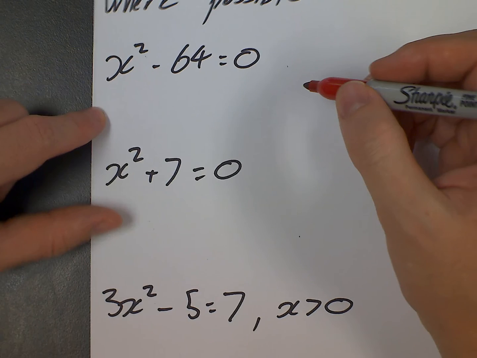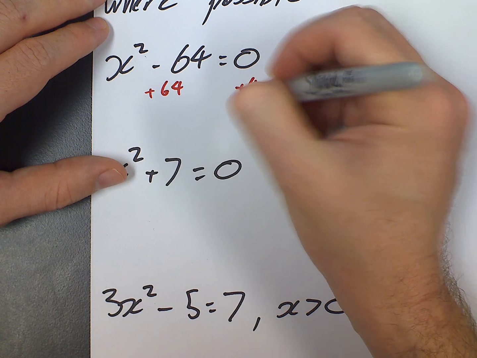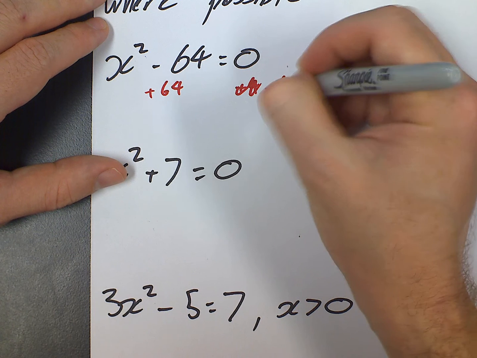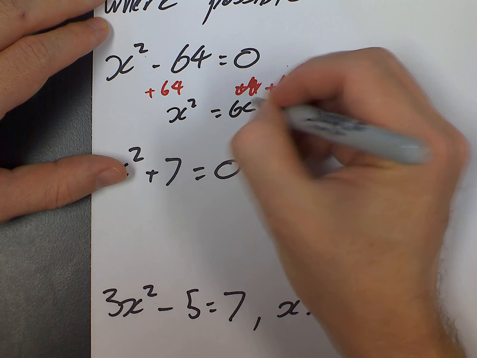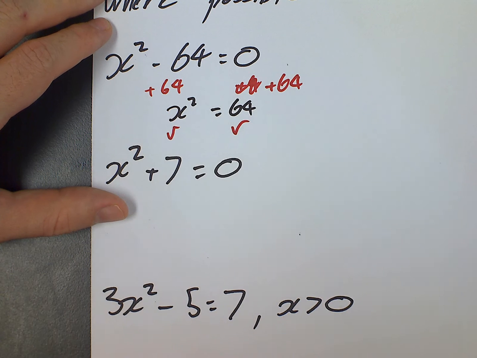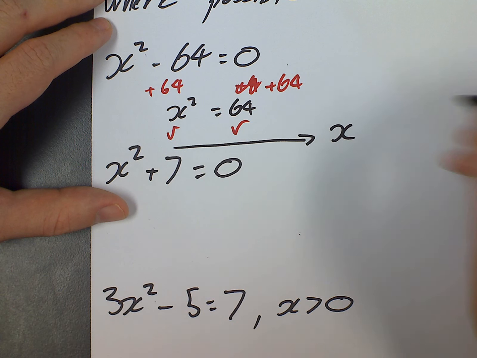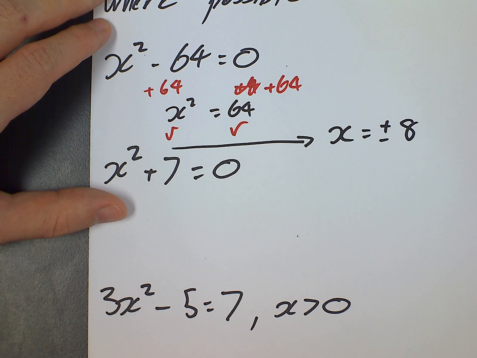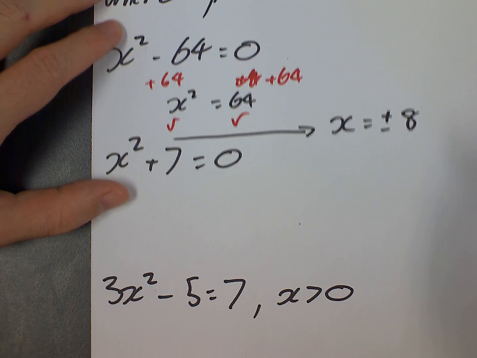If we want to get the x squared by itself, we're going to plus 64 to both sides. So that'll be x squared equals 64. And then we want to square root both sides. Sorry, guys, I'm going to have to write it across. So x equals the square root of 64, which is going to be plus and minus 8, because positive 8 squared gives us 64, and negative 8 squared gives us 64.